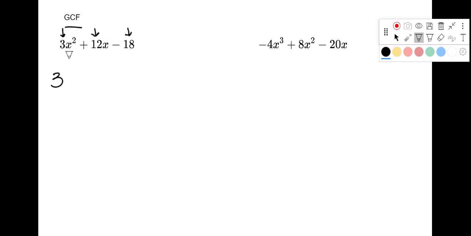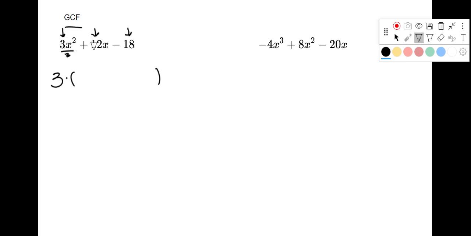I could also try to take one of the variables out. However, the first term has x squared in it, the second term has x, and the third term does not have a variable, so I cannot factor out any variables. So all I can factor out as a GCF is 3, and then I'm going to write what remains of this polynomial in the parentheses.